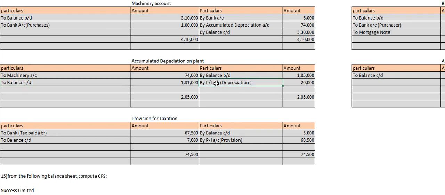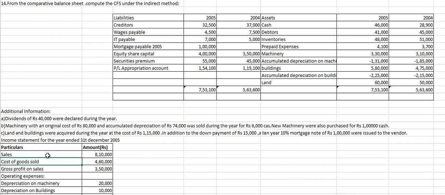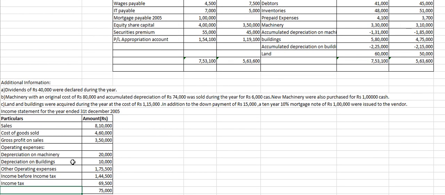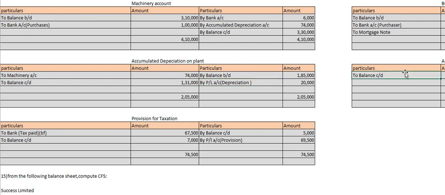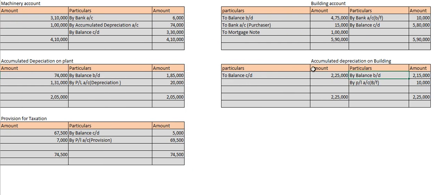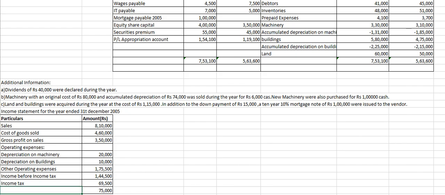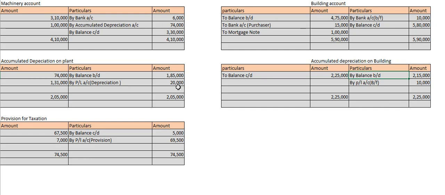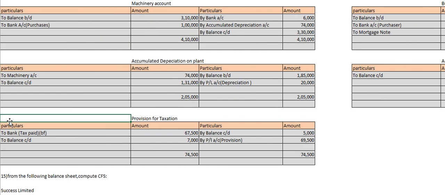Either it is your balancing figure or you can take it from your income statement for the last year, which is 20,000. So it gets balanced. And moving on to your accumulated depreciation on building. So by balance brought down 2,15,000, to balance carried down 2,25,000, and by profit and loss account, your depreciation on building is 10,000. So by profit and loss account 10,000, or it can also be considered as your balancing figure.